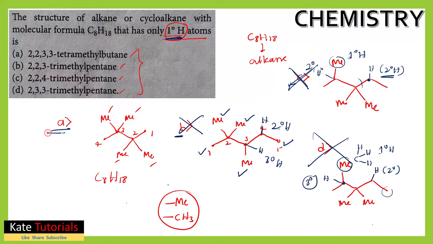Talking about A, this is methyl, this is methyl, this is methyl, this is methyl. A simple line also tells that it is methyl only. Since carbon valence is 4, there are no hydrogens on the central carbons, so all these are methyl, so the hydrogens are primary hydrogens only. So option A is the correct option. I hope you got it.